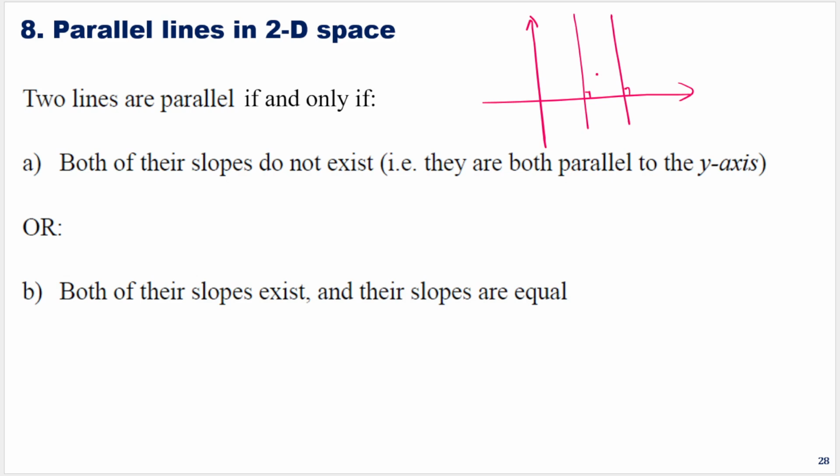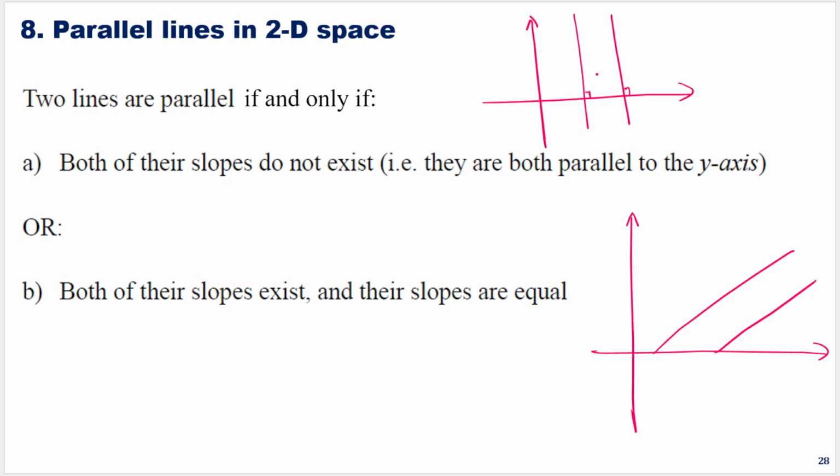If both of their slopes do not exist, we know that these two lines must be parallel, right? Or it could also be the case in which both of their slopes exist and their slopes are equal, which means you could have a line here, another line here, right? Here I'll just give you an intuitive explanation. And after this class, it's better for you to prove it rigorously using mathematical reasoning, okay? So why are two lines parallel if and only if their slopes are equal?